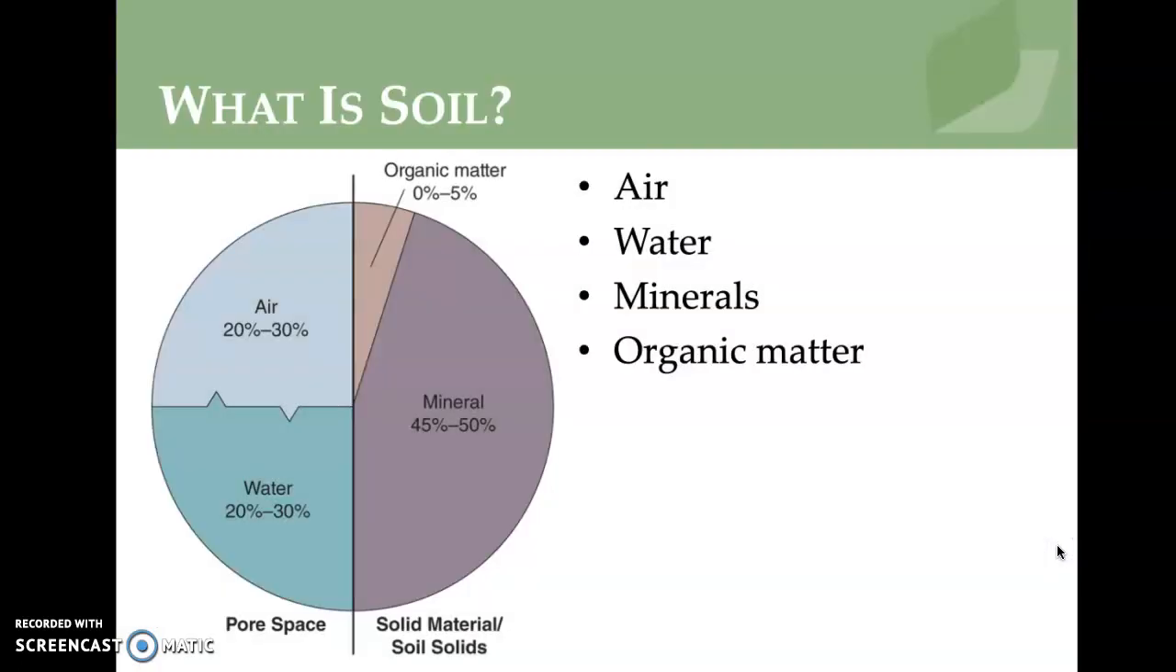So what is soil? For most of us, we're like, it's that stuff on the ground. Well, there's more to it than that. If you look, they have a nice little pie chart here for you. So you have 0 to 5% organic matter, 45 to 50% mineral, 20 to 30% water, and then 20 to 30% air. And this is showing you on this half, this is all the pore space, so the space between the soil particles. And then this half is all of your solid pieces to the soil.